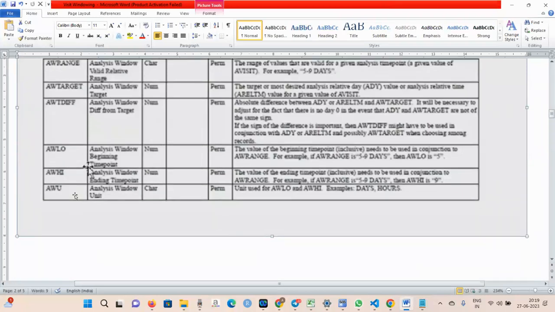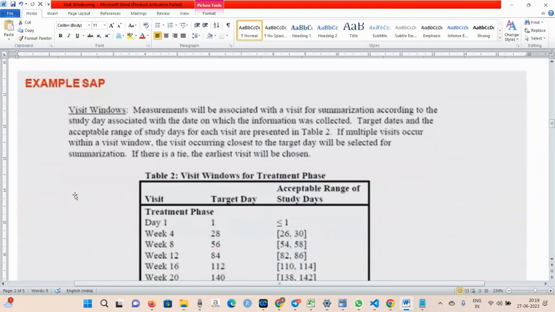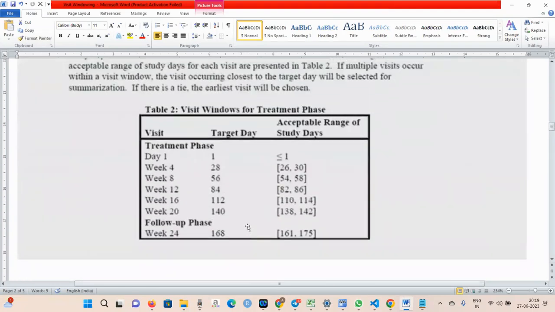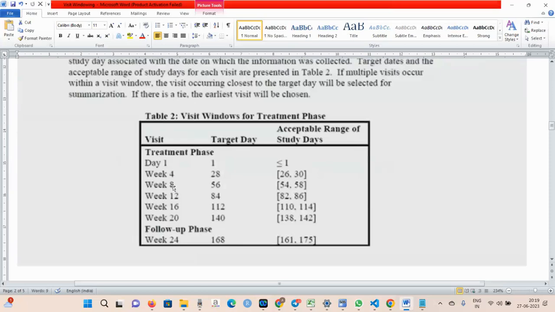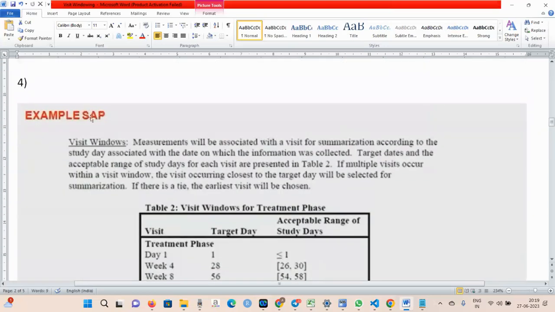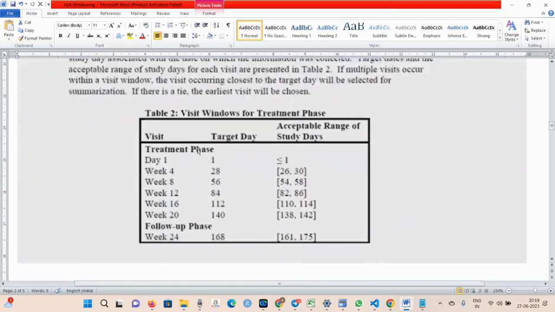Okay, I'll show you in the SAP, and you will know more about this one. You can see in the visit there is day 1, week 4, week 8, week 12, 16. This is one example from the SAP, the statistical analysis plan. We have a target day, for example day 1, which is the first day. Week 4 is 28, which is 4 times 7. Week 8 is 8 times 7, 56.